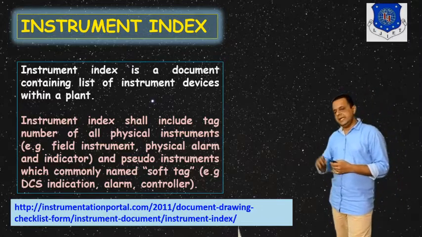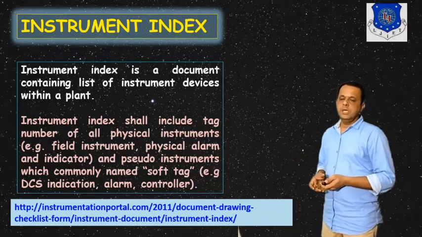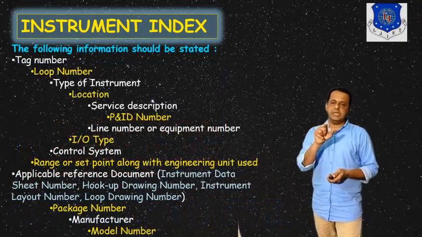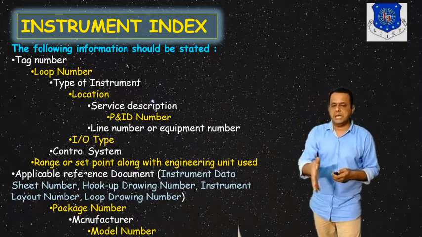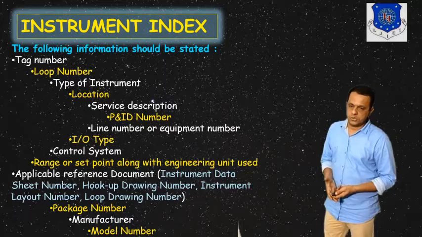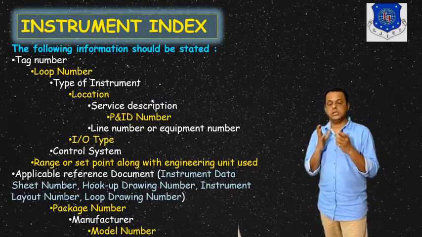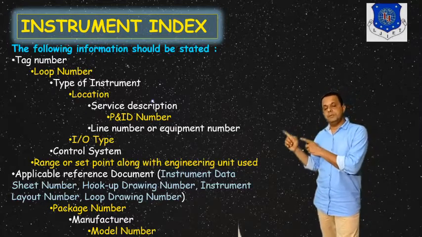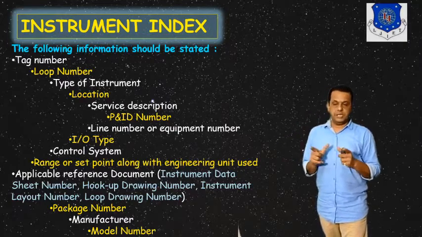And here instrumentationportal.com is providing an entire checklist of the index. Most of the items are covered. What exactly should an instrument index cover? Many items are given here, but in addition to this, there may be some other items also. Starting with the tag number, then loop number, type of instrument, location, service description, P&ID number. That P&ID number means you are preparing a mechanical flow sheet where you have to give the number. Then line number or equipment number.